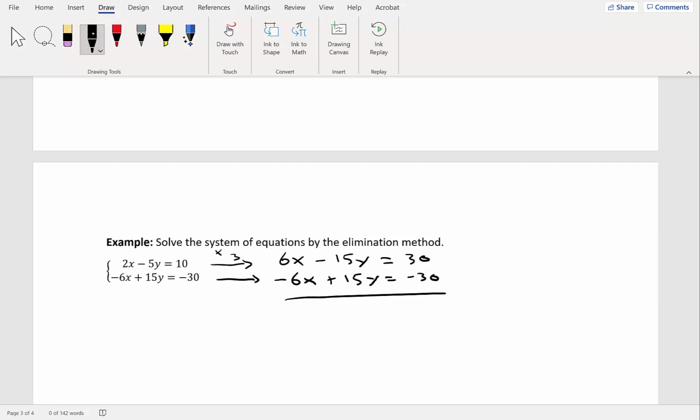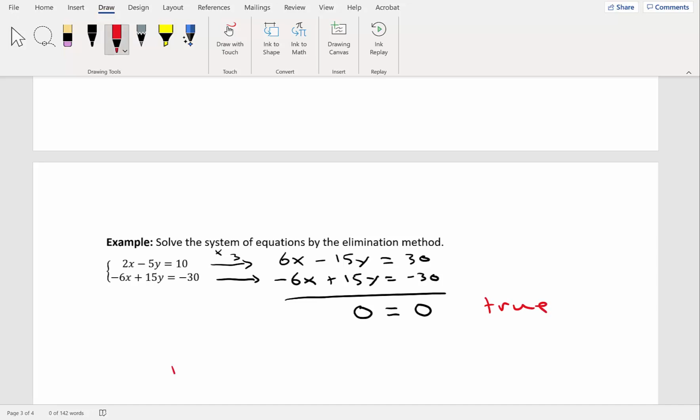6x and negative 6x cancel out. Negative 15y and positive 15y also cancel out. So I'm left with 0 is equal to... now 30 and negative 30 gives me 0 as well. So something similar happened in this problem as it did with the previous one. Both of our variables canceled out. But now I'm left with a statement that is true.